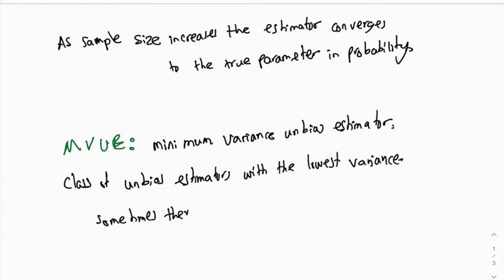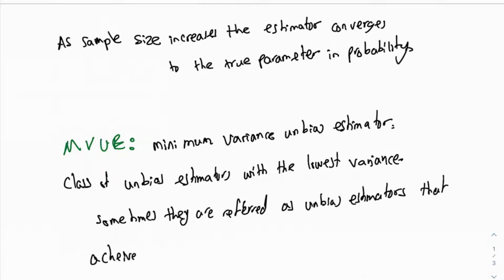Right? Sometimes they are referred to as unbiased estimators that achieve the CRLB, the Cramer Rao lower bound.